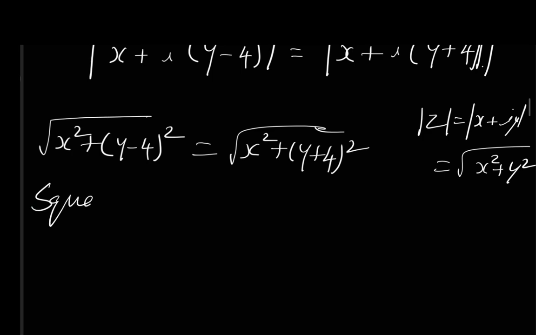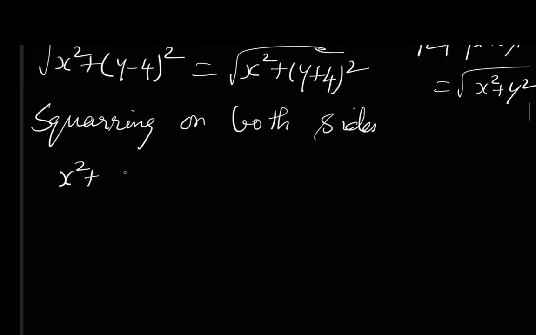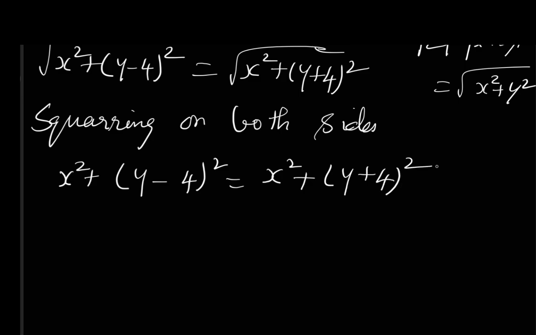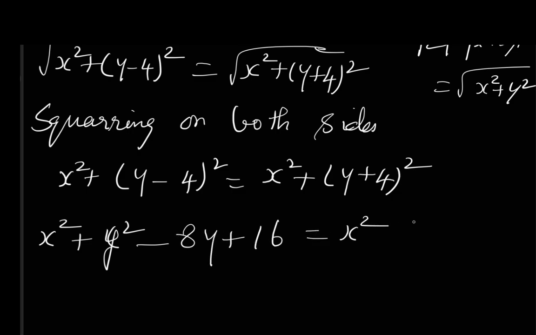Squaring on both sides. x squared plus (y minus 4) the whole squared is equal to x squared plus (y plus 4) the whole squared. So x squared, apply the identity (a minus b) the whole squared: y squared minus 2ab, 4 twos are 8y, plus 4 squared 16. x squared plus y squared plus 8y plus 4 squared is 16.